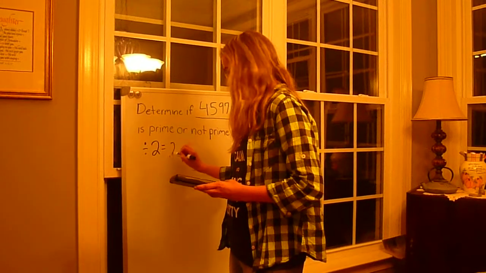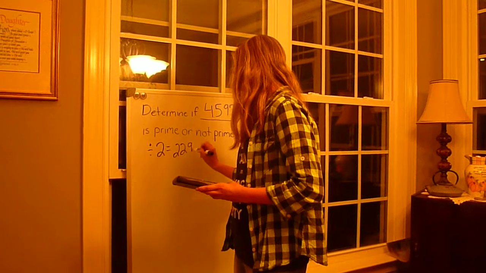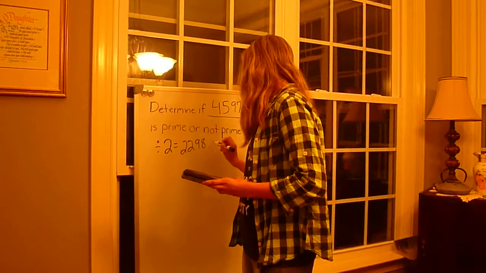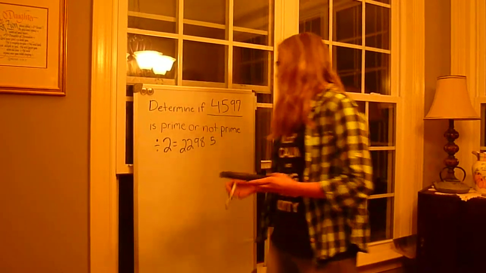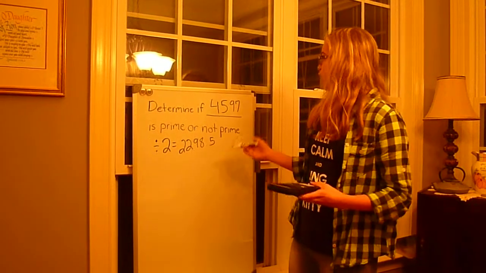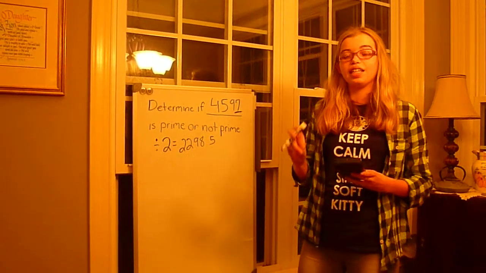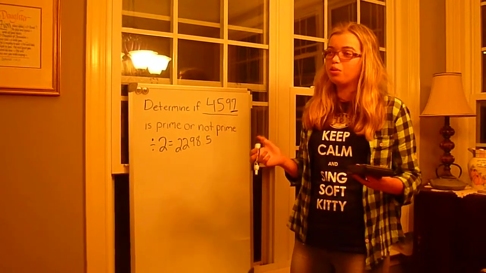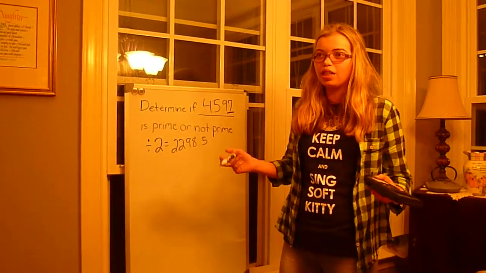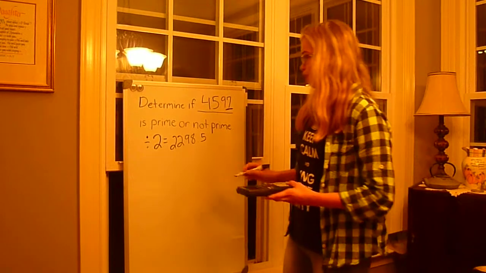And that equals 2,298.5. Now, obviously it didn't work, but it wouldn't work anyways because the last digit of 4,597 is odd. If you're divisible by 2, it's going to be an even number at the very end.